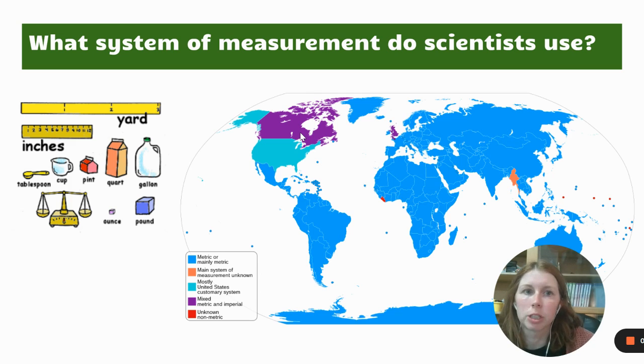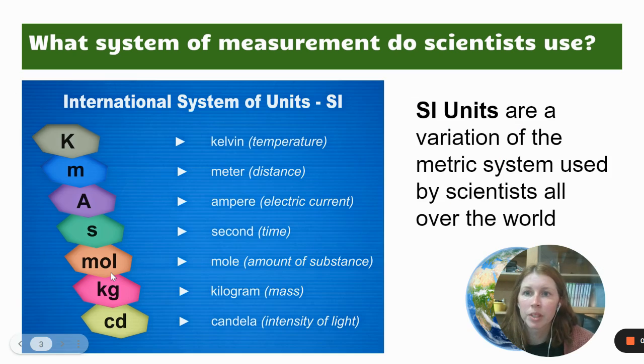What system of measurement do scientists use? So in the United States, we use the standard system. However, that is only used in a few places. Most of the world uses the metric. You can see here the blue. This is everyone else in the world uses the metric system. Scientists use something called SI units, the International System of Units. It is a variation of the metric system that is used everywhere.